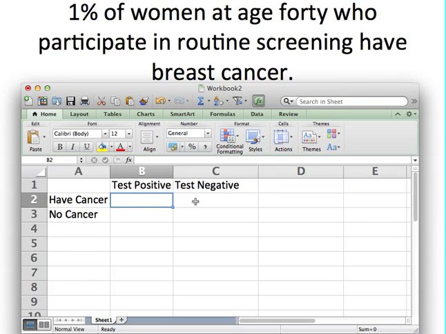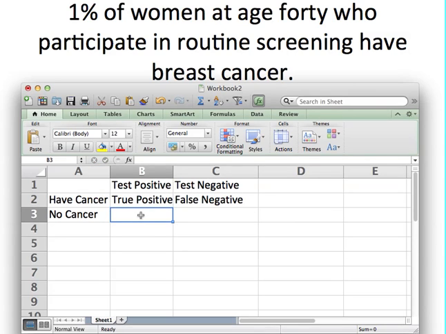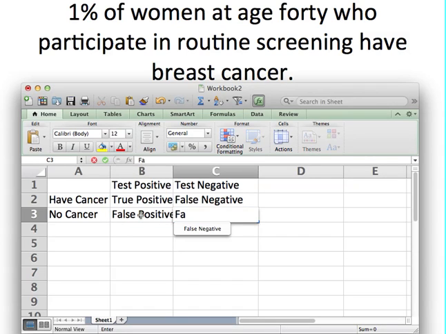And if you remember the terms we used in class, so here's our true positive, and then here's our false negative, and then here's our false positive, and then our true negative.